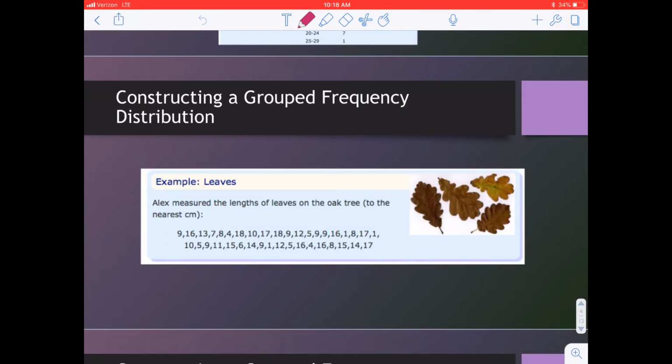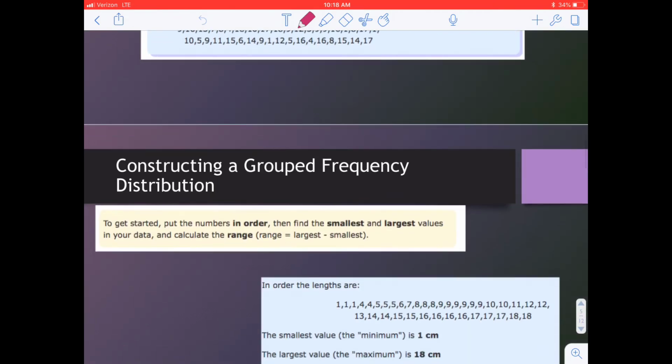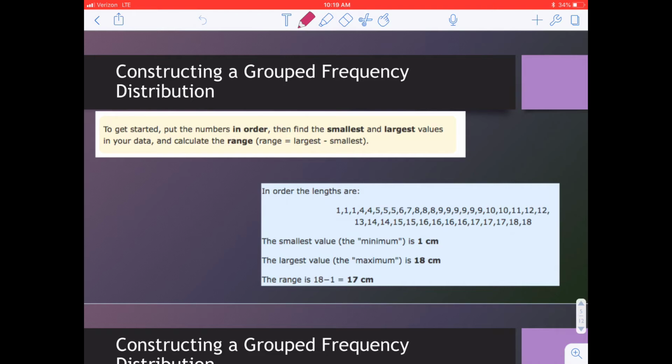So how do I go about constructing a grouped frequency distribution? So again, you have a bunch of data points. If you look at this long list of numbers, it's a little overwhelming. It's not telling you a whole lot of good information. So instead, we'll make a grouped frequency distribution.